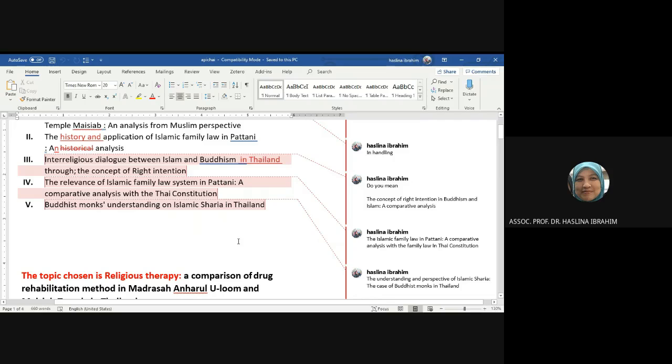Brother Abdullah, don't be so ambitious about the Buddhist understanding of Islamic Sharia. Even Muslims do not understand. Yes, we want them to understand our Sharia, but we Muslims ourselves fail to understand. So maybe you can say the understanding and perspective, the case of Buddhist monks in Thailand. You don't want to check why they don't understand, but you want to know the state of the art, I mean the Buddhist perspective.